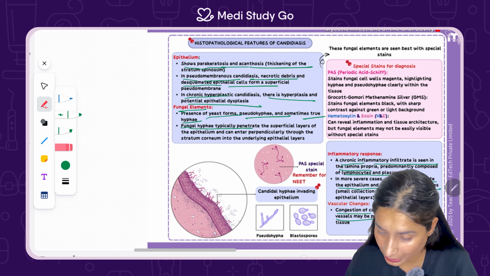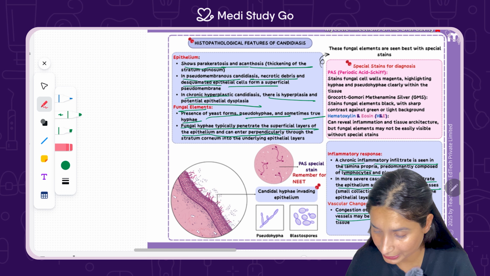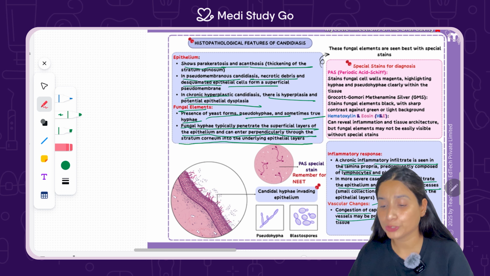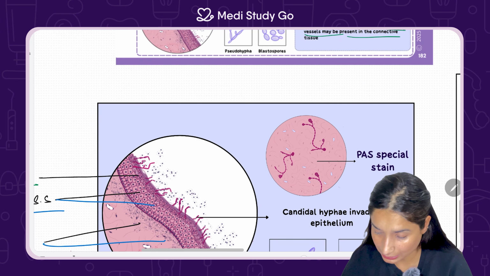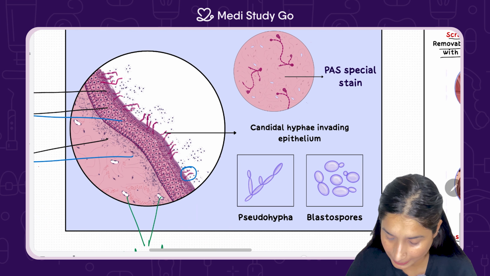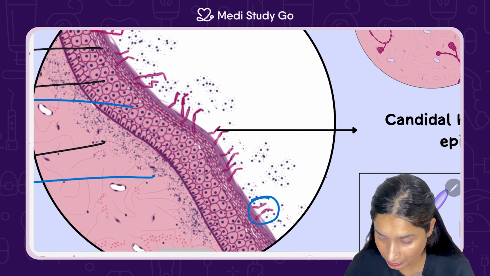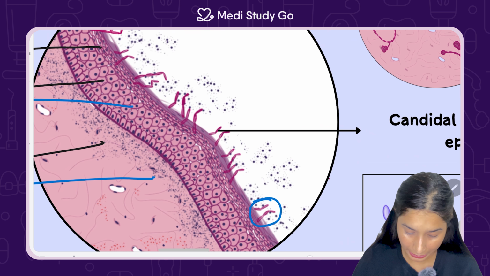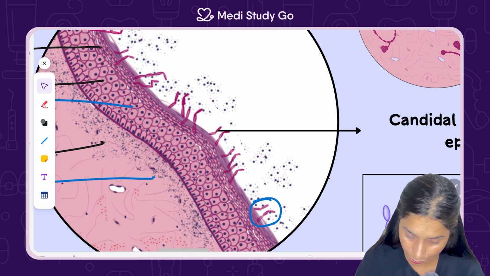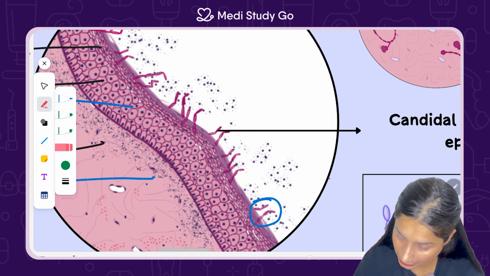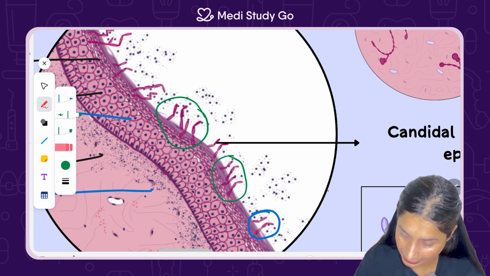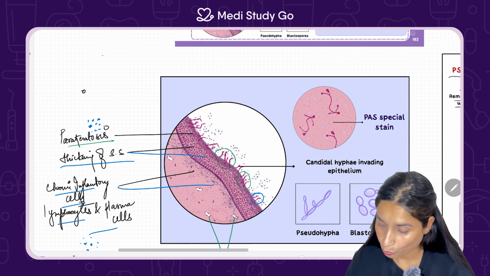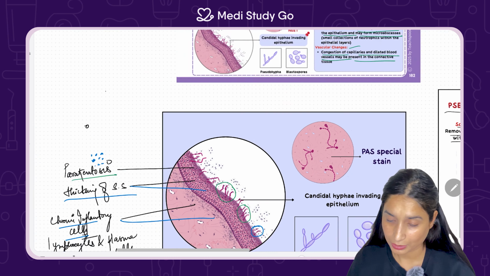Fungal hyphae typically penetrate the superficial layer of the epithelium and can enter perpendicularly through the stratum corneum into the underlying epithelial layers. So here we can appreciate the candidal hyphae, that they are present in the upper layer and they are invading into the epithelium. You can appreciate these are all the candidal hyphae. One more important thing is the special stain.